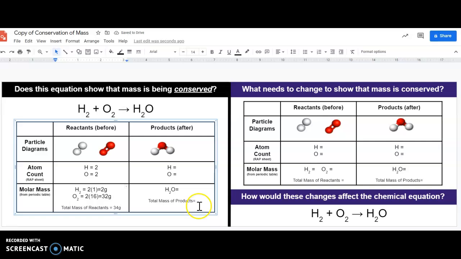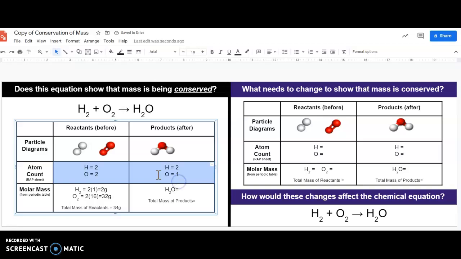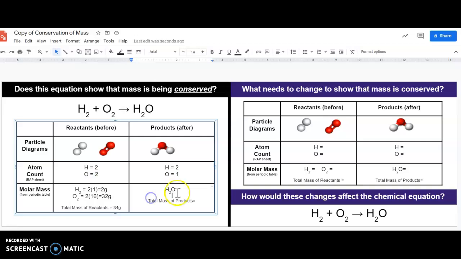Now we want to see if that's equal to our H2O. So here we have 2 H's, 1 oxygen. That's how many we're counting. So look right now and see, are they the same on both sides? Are they the same hydrogen and the same oxygen present? Then we're going to find our mass. If we have 2 hydrogen plus 1 oxygen, we have 16 plus 2, which gives us 18 grams as our total mass.